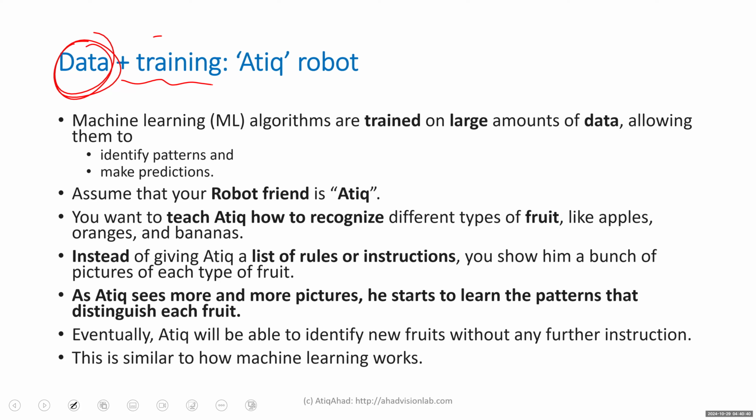In my previous lectures, we discussed data and the importance of training. Now, assume that there is a robot called Atik robot. Okay, so this is your friend Atik. I become a robot, and what I need to do? I need to be trained on a large amount of data.